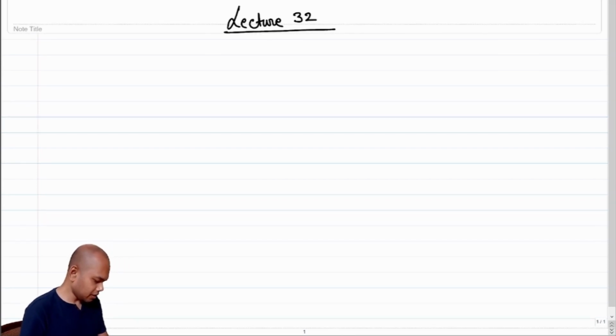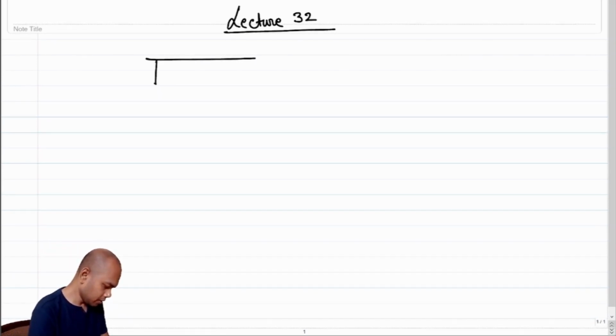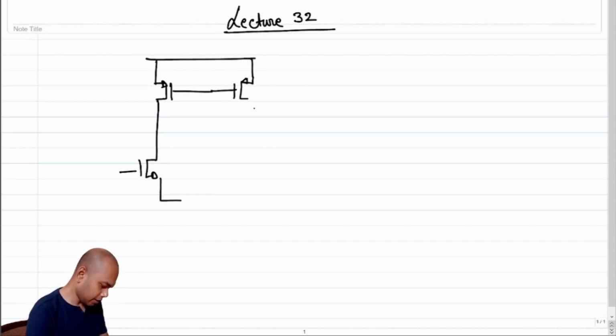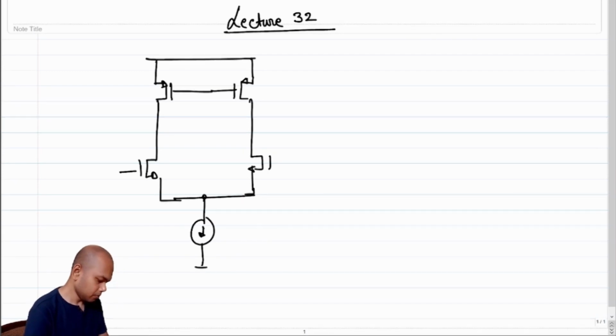So in the previous lecture we were discussing a differential amplifier with a current mirror load, right? We started discussion on this structure, and we found out that the short circuit current of this structure was double that of a structure which doesn't have a current mirror load, the one that has a resistive load.